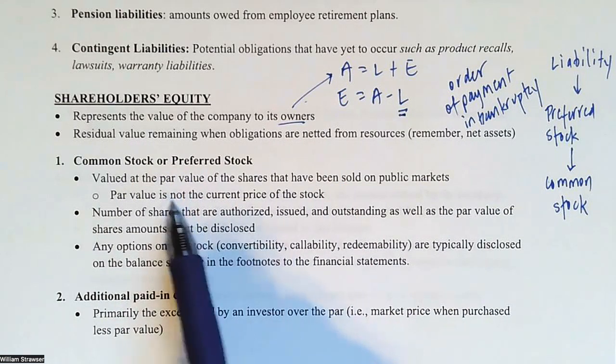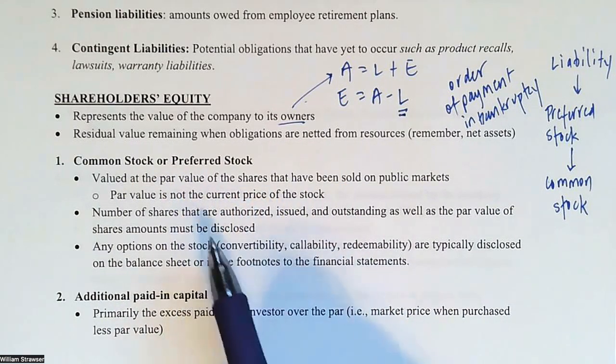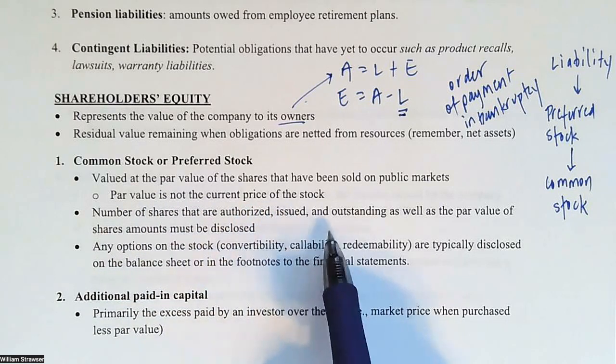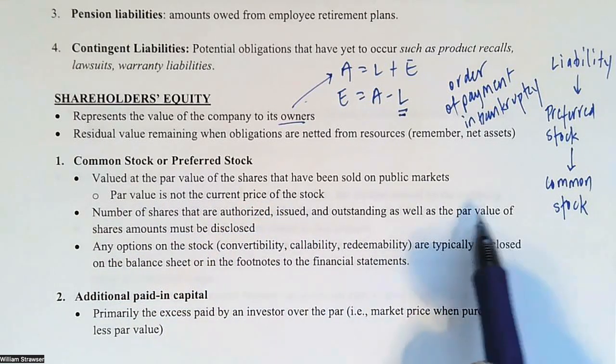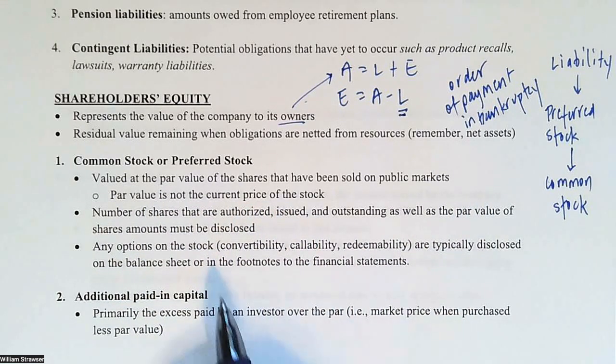And par value is not the current price of the stock. Par value is just an arbitrarily set, very low dollar value amount that each company must set on its stock for legal purposes when it incorporates, and it's also disclosed on the balance sheet. We also have to have a disclosure for the number of shares that are authorized, issued, and outstanding, as well as those par values, and any other options that are on the stock.